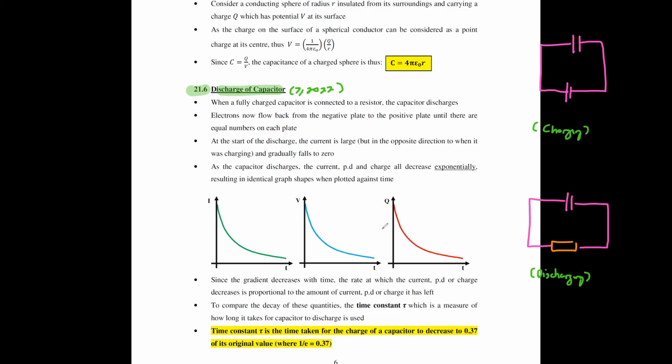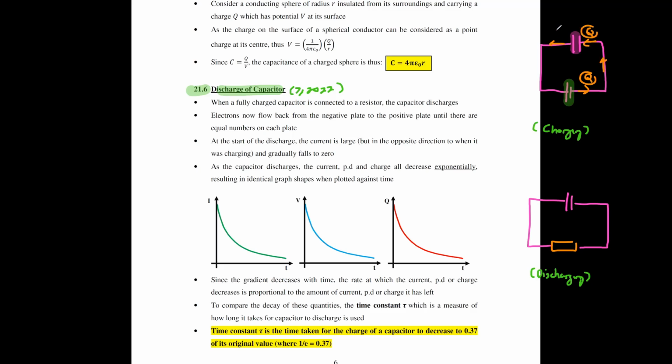Okay, so there are a few sets of equations that you will need to learn for discharging a capacitor. Now, when you're talking about discharging a capacitor, let's just go back a bit on how you charge a capacitor. When you want to charge your capacitor, you will need to connect it to a power supply. So what I mentioned to you then is that you would have an amount of charge being pushed from one end of your cell or power supply to one plate of your capacitor, isn't it?